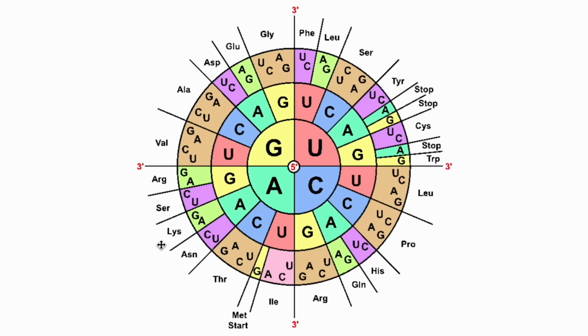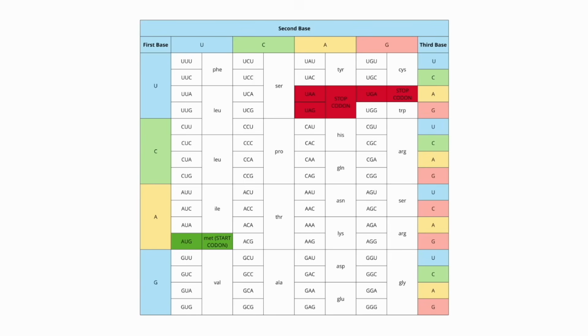Now there's other types of codon charts as well. You may see one that looks like this. You have to read them a little bit differently, but sometimes they're broken down very helpfully.